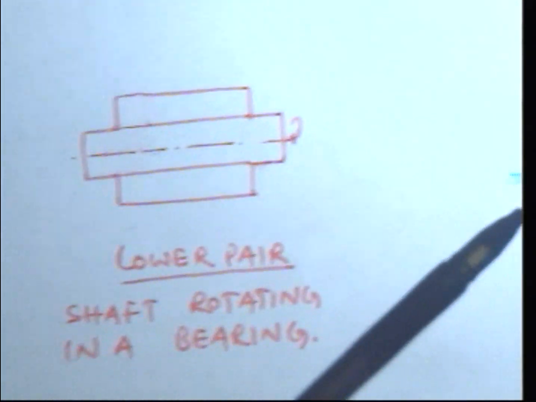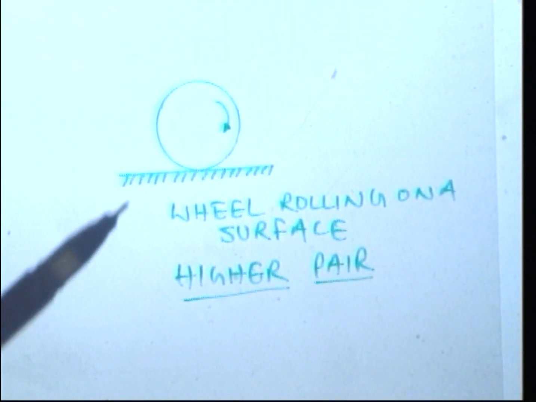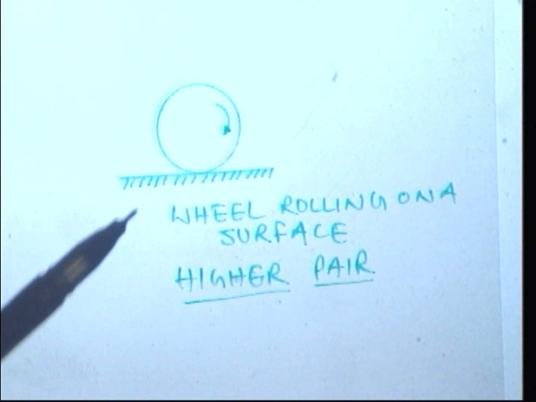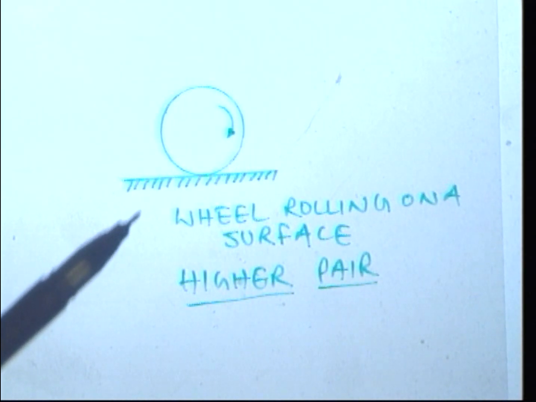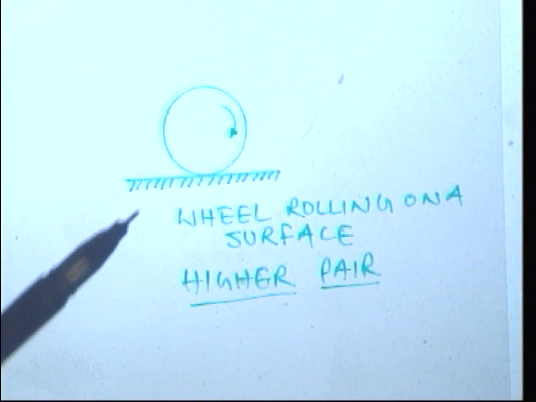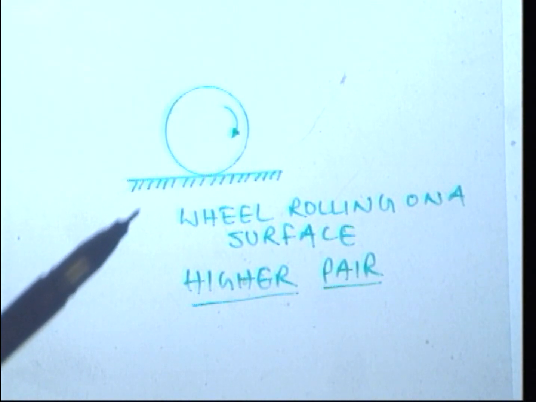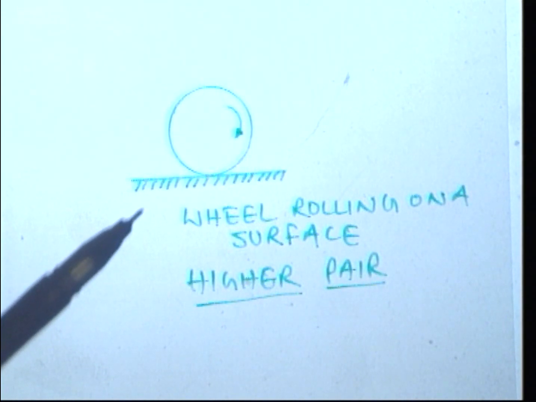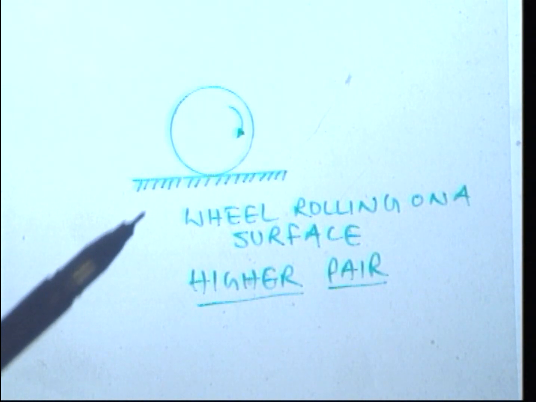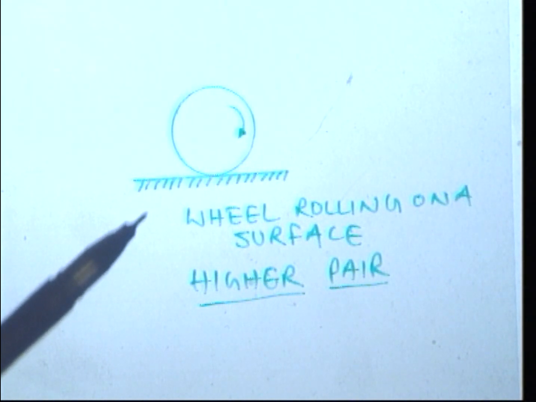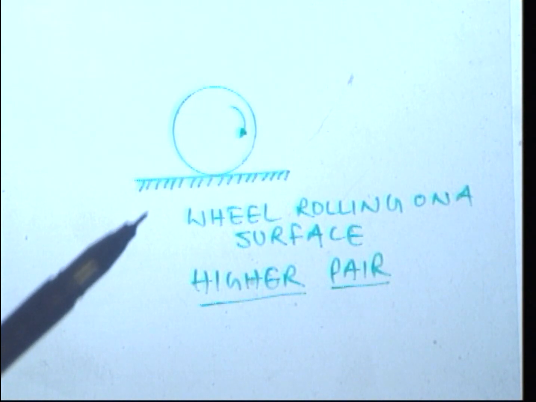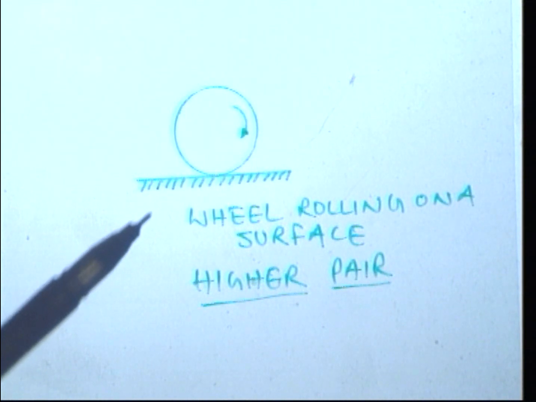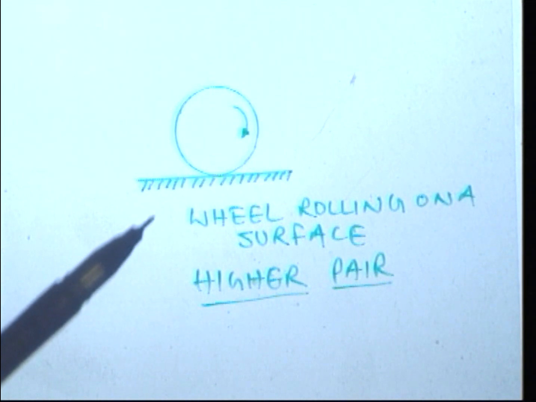This is a higher pair. That pair which permits only point or line contact while in motion is called a higher pair. Here, the relative motion between the elements of a pair is partly turning and partly sliding. In case of a higher pair, the constraint is often incomplete.